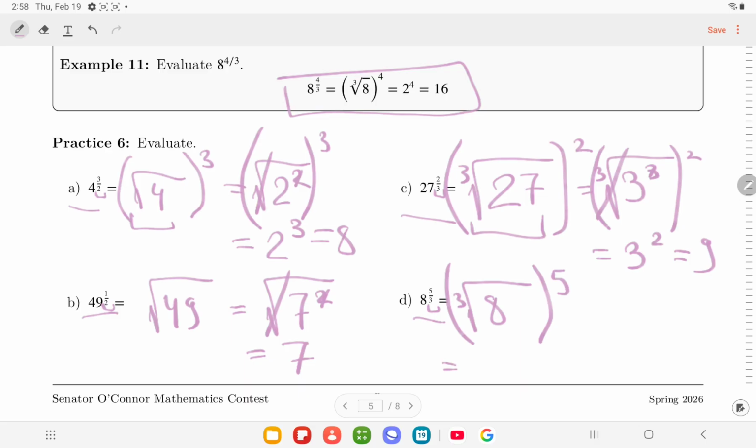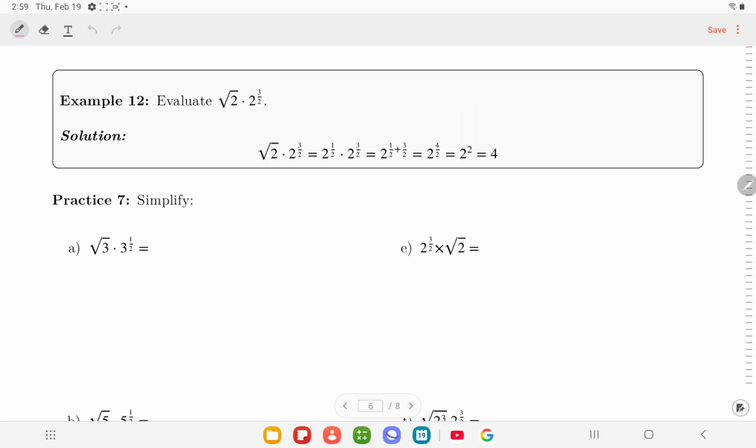And so the cube root of 8, what number cubed gives us 8? 2 cubed. And so we end up with 2 to the power of 5, which is 32. So now we're going to do some practice.